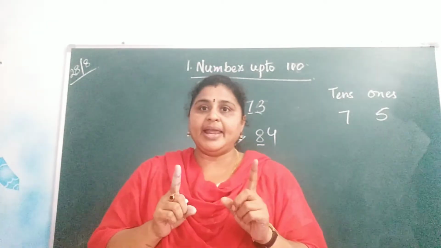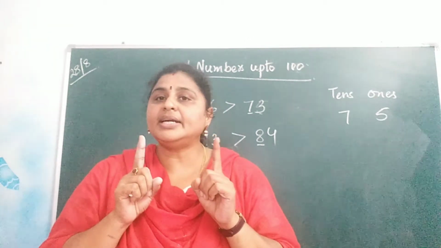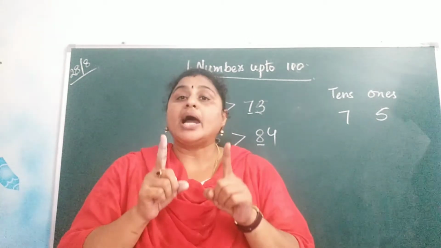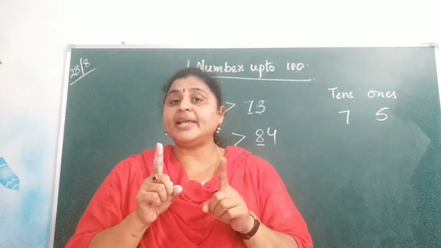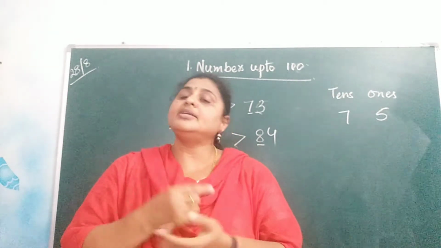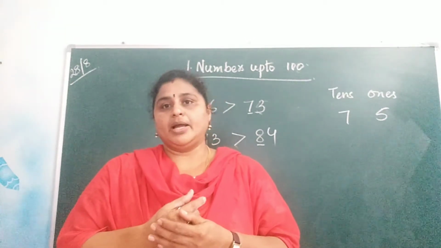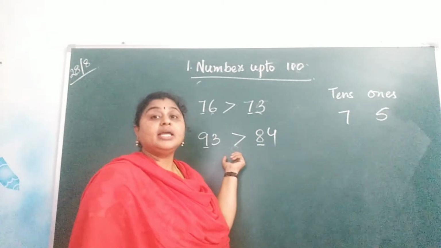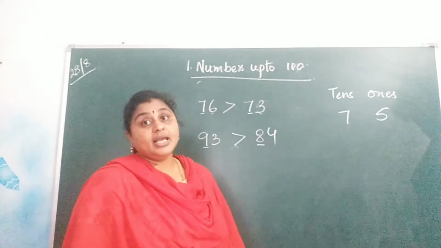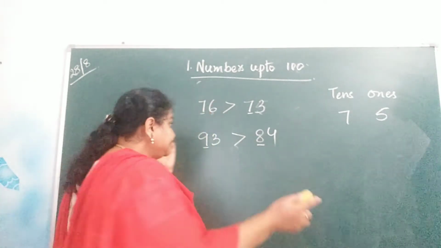So in the tens place, if you have same digits, you have to compare the digits that are in the ones place value. Okay, if the digits in the tens place are different, it is very easy to check which is greater and which is the smaller one. So this is the formula that you apply when you are comparing the numbers. Okay children, now let us take another example.